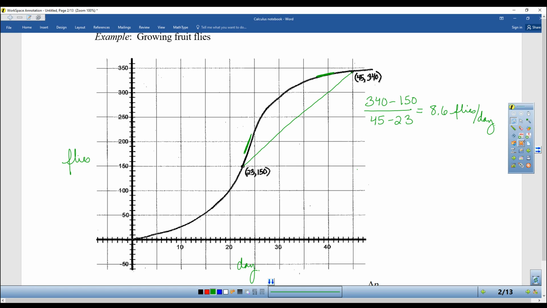So here's what I want to know. I want to know what was the rate of change in the number of fruit flies on day 23. On day 23, how much was it changing that day? I'm giving you a second to think about it. If you really want to be a good thinker, you'll hit pause and try to figure it out.